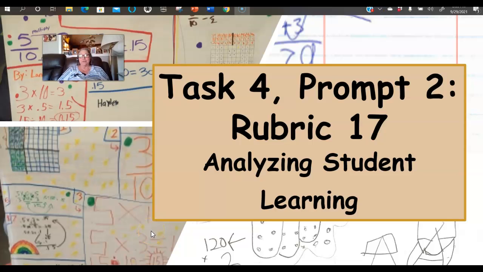Well, good afternoon. Today we're going to be taking a look at task 4, prompt 2, and this is scored with rubric 17. We're talking about the EdTPA, Analyzing Student Learning, and I'm Mamaw Yates. I hope you've been following along on this wonderful journey of EdTPA.